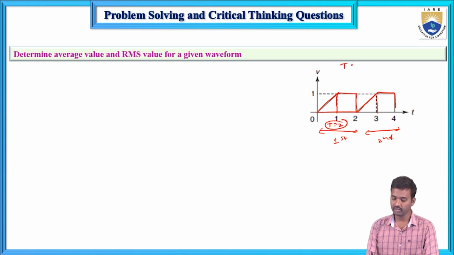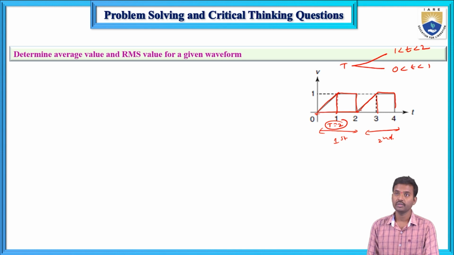This time period is divided into two parts. So now I am representing this time period: 0 to T by 2 is 0 to 1, and T by 2 to T is 1 to 2. So 0 to 1 is in between 0 and 1, and the other part is in between 1 and 2.